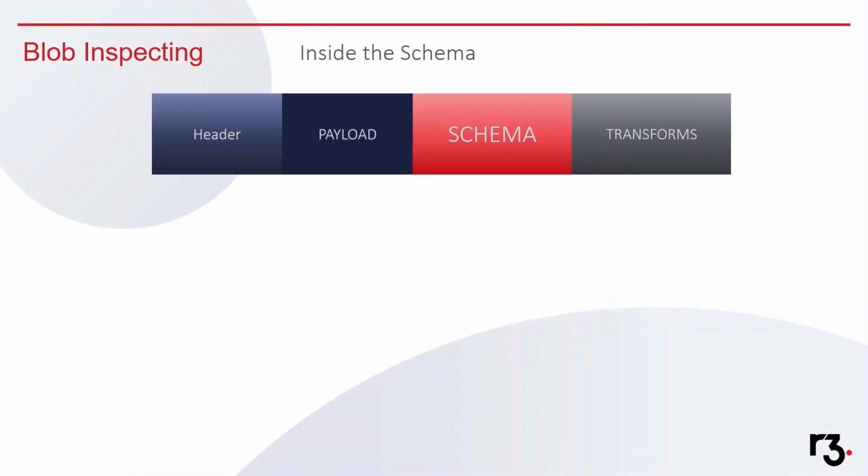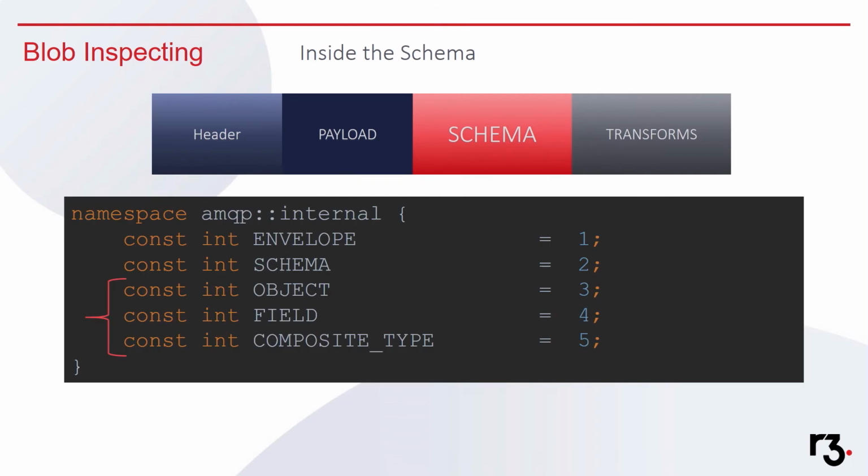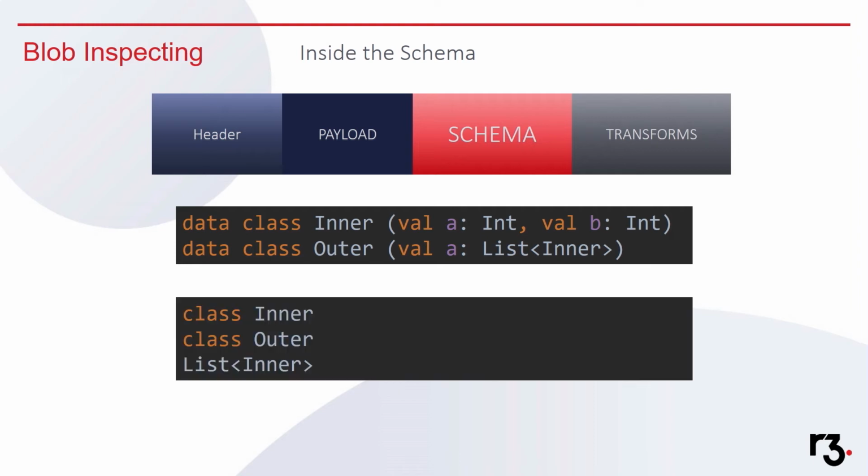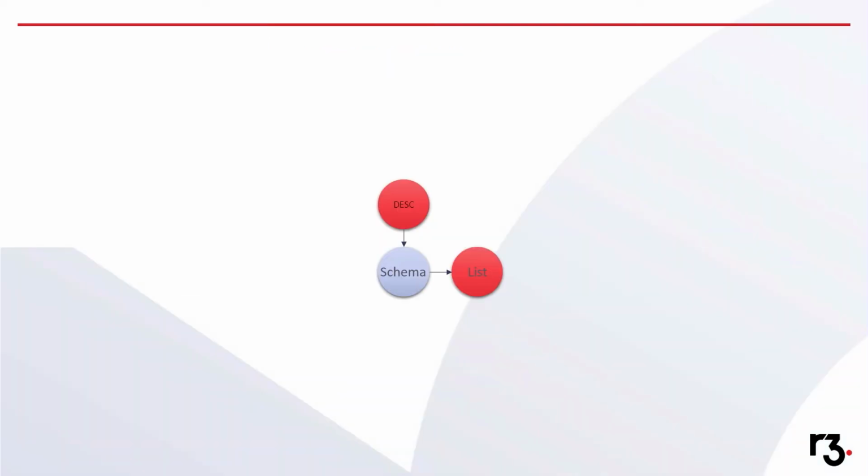So let's have a look inside the schema. Going back to our list of described types, the things we haven't looked at now are objects, fields, and composite types. Again, in our previous example, we had two classes, inner and outer. But in the schema, we'll have three instances of that. Because we know we have to describe the inner class, we have to describe outer, but we also have to describe the list of inner, because that impacts how we wrote them, and we have to be able to work out how to decode it.